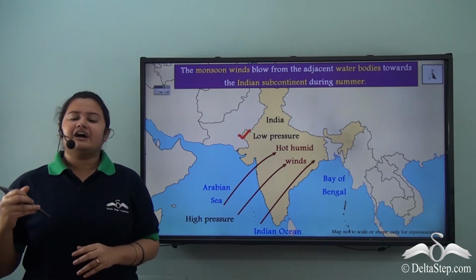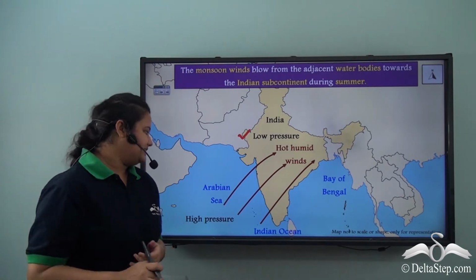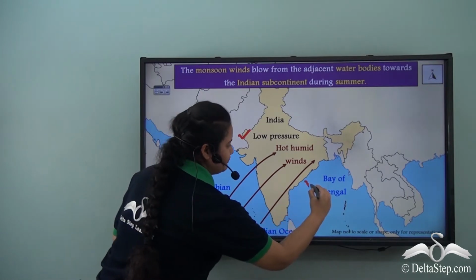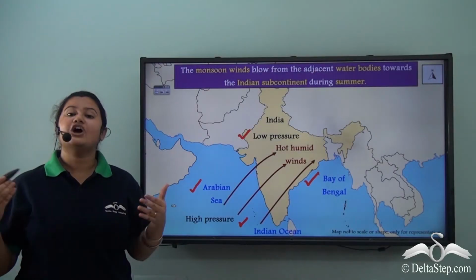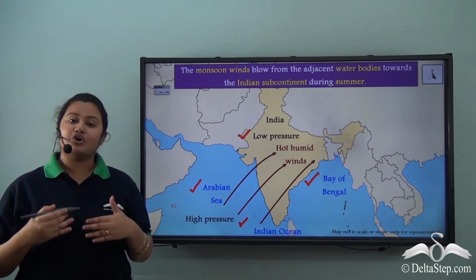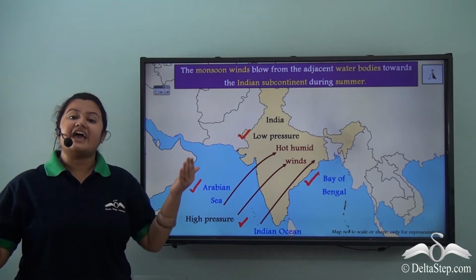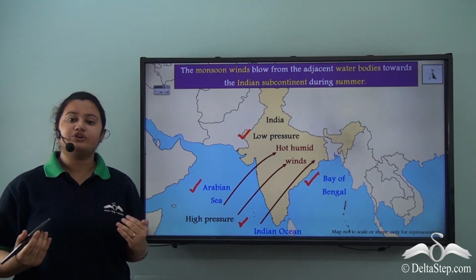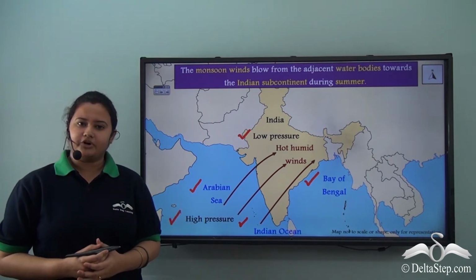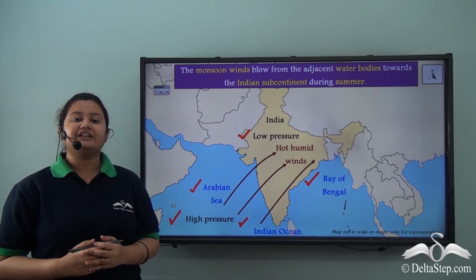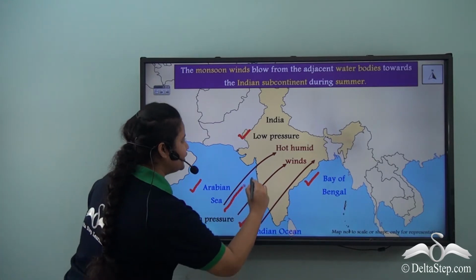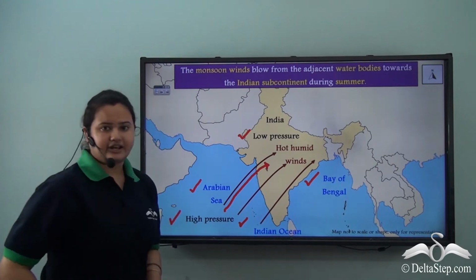Whereas the adjoining water bodies, that is Arabian Sea, Indian Ocean and Bay of Bengal, are relatively cooler. Therefore, the air above these water bodies is also cooler and heavier. Therefore, they descend down, creating a high pressure area over the water bodies. Now, we know that the winds always travel from high pressure area to low pressure area.